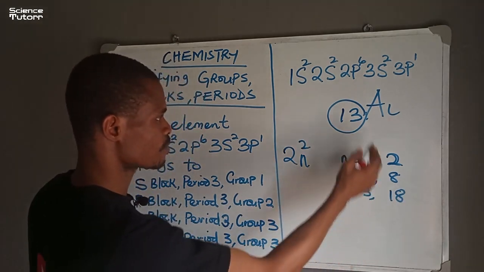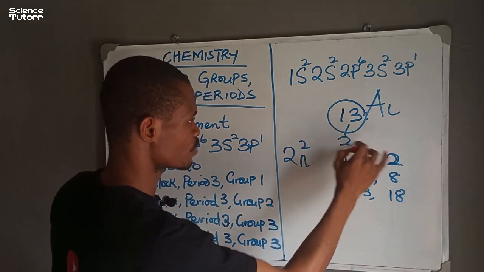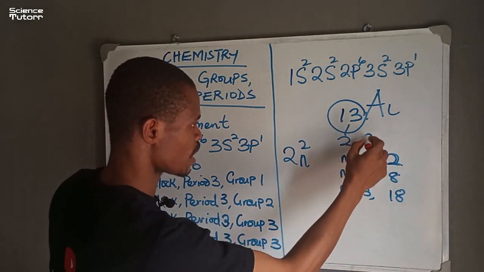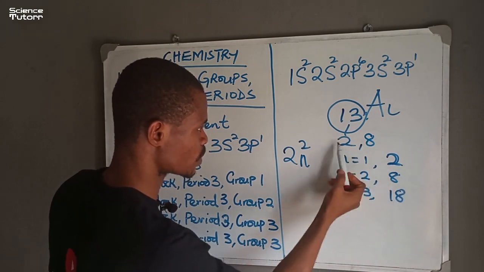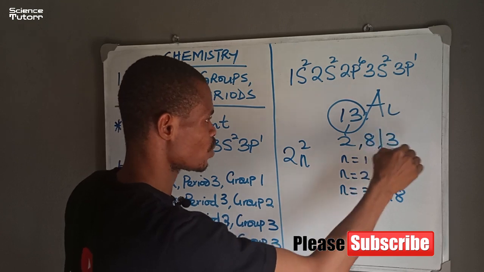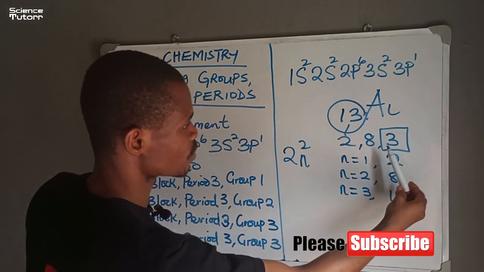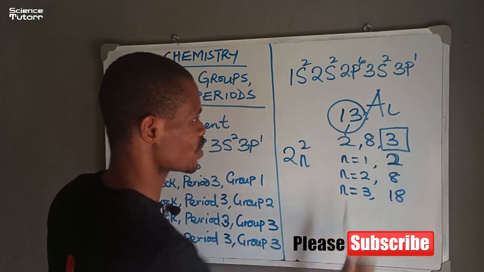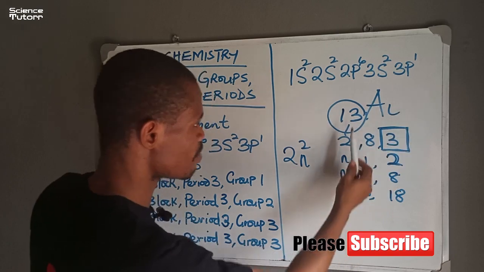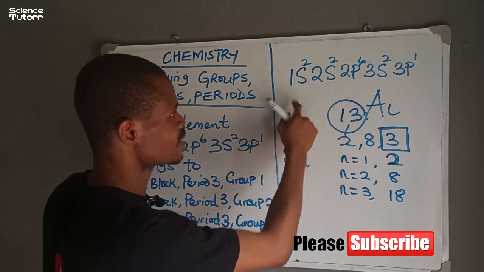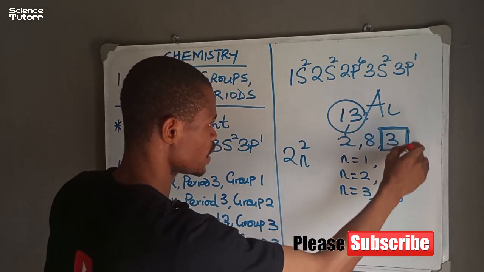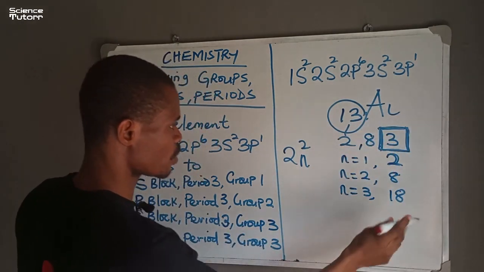Now in this case, we remove 2 for the first shell. We are left with 11. We have 8 for the second shell. So 2 plus 8 is 10. The remaining 3 goes to the third shell. So the outermost shell has 3 electrons, and that determines the group to which the element belongs. So an element having this electronic configuration will occupy group 3. It belongs to group 3 of the periodic table.